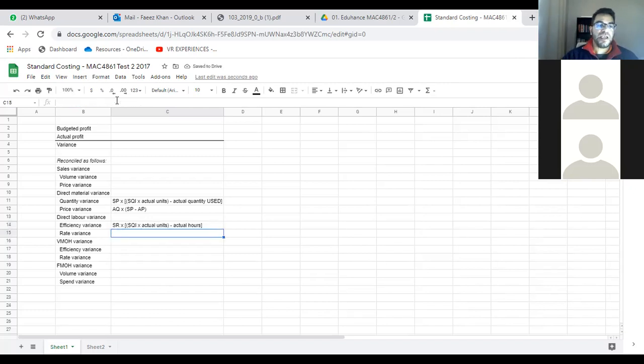Like I made mention, the way I do it, I always tell myself quantity and price. I ignore the terminology of efficiency. I ignore the terminology of rate. I just tell myself quantity and price. First, make sure I get the basics right. So the formula is, for quantity, I'm comparing standard quantity with actual quantity. To get standard quantity, I must flex, so it is SQI times actual units. When I'm comparing actual quantity with standard quantity, my price remains constant. My price is the standard price.